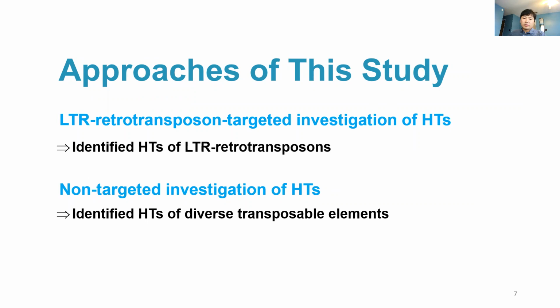Based on the success of the targeted method, I also tried a non-targeted investigation of horizontal transfers. This non-targeted method was supposed to identify all kinds of horizontally transferred DNA, and I expected to find some horizontally transferred genes, but only transposable elements were identified as the horizontally transferred elements in this study.